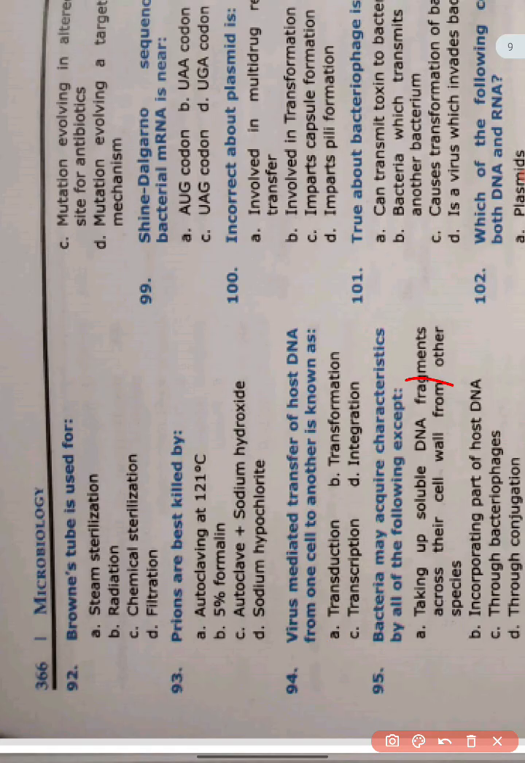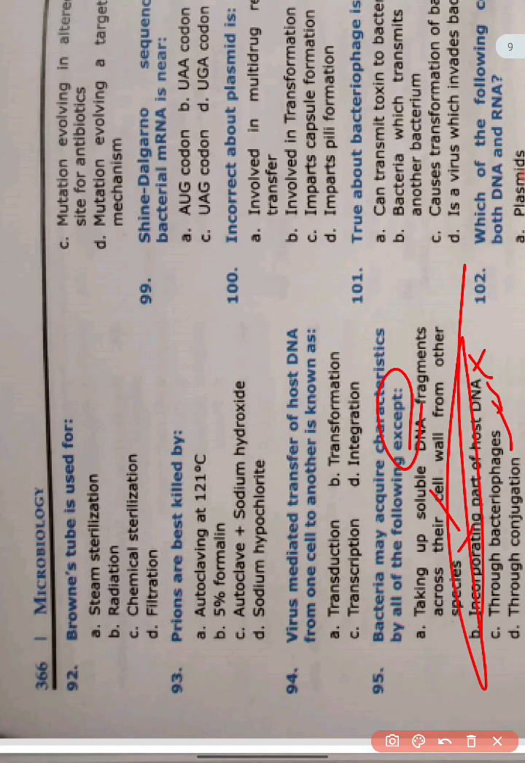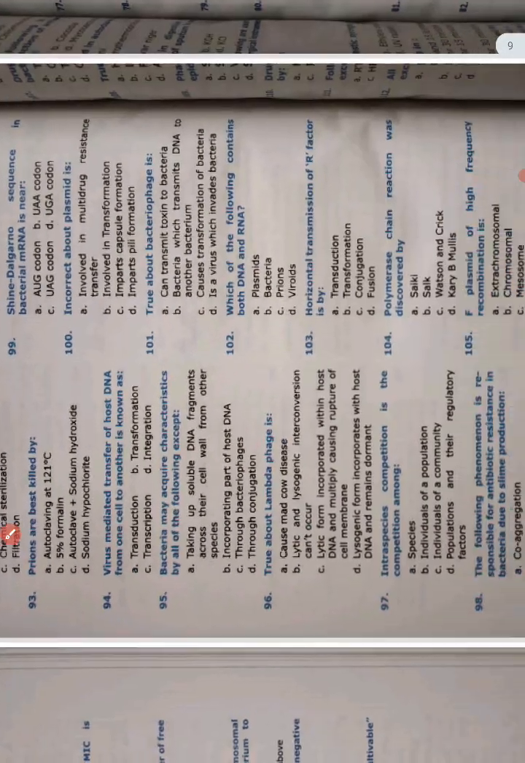Bacteria may acquire characteristics by all the following except taking up soluble DNA fragments across the cell wall from other species. We have to find the exception. Incorporating part of host DNA, no. Through bacteriophages, yes. Through conjugation, yes. In conjugation there is DNA transfer, right? Yes, but not by incorporating host DNA.